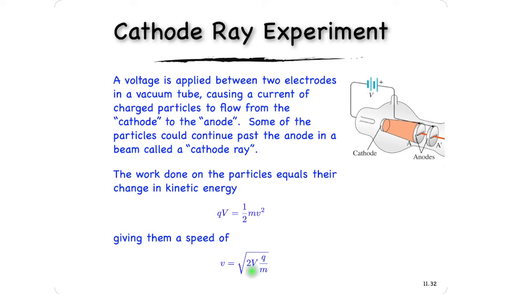So we turn up the voltage, they're going to move faster. And the speed depends on the charge to mass ratio, because the greater their charge, the faster they'll be accelerated across the gap between the cathode and the anode. And the greater the mass, the more inertia they have, and so the slower they will be going.